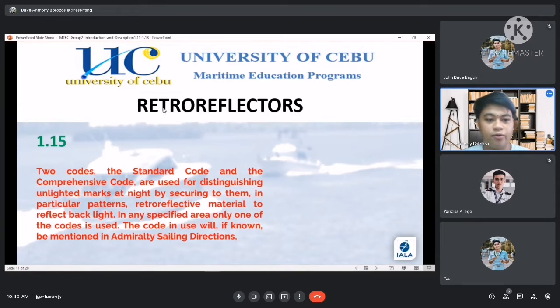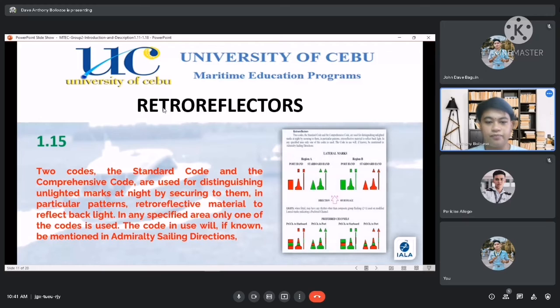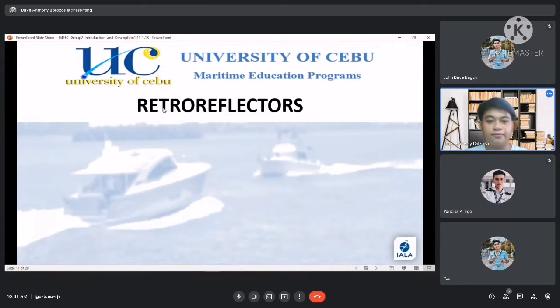Next is retroreflectors. 1.15. Two codes, the standard code and the comprehensive code, are used for distinguishing unlighted marks at night by securing to them, in particular patterns, retroreflective material to reflect light. In any specified area, only one of the codes is used. The code used will, if known, be mentioned in Admiralty sailing directions.